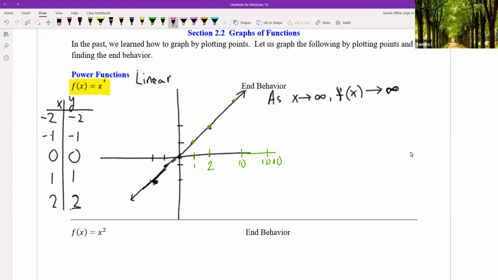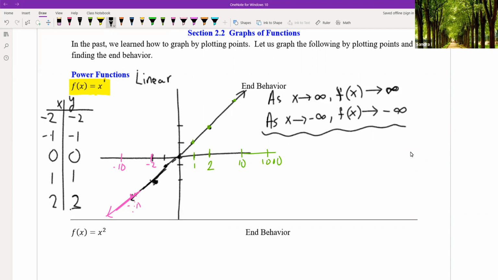Okay, now let's go ahead and move on to the next one. Look, this is a -2 over here, but what if I select a -10? This will also be like a -10 over here. But what if it's a -10,000? And that will be a -10,000. So then I'm going to say as X goes to the negative infinity, my Y values are going to the negative infinity as well. And this is what we call the end behavior.